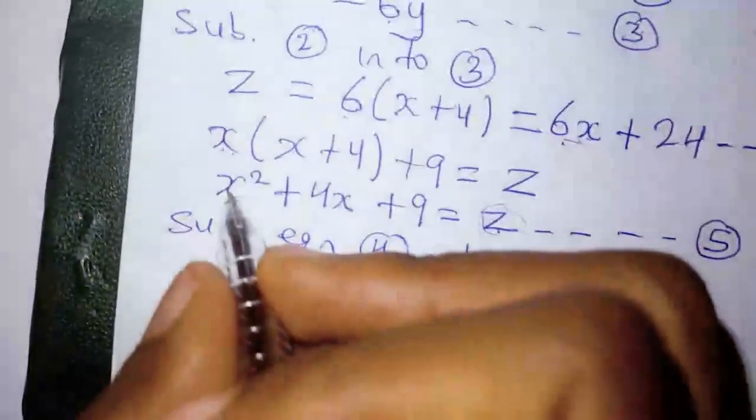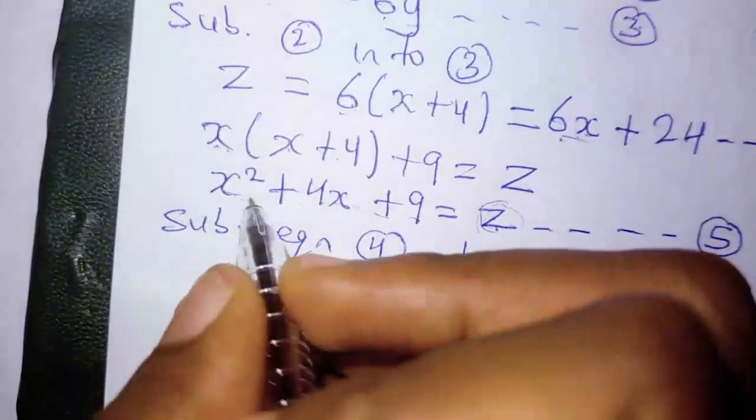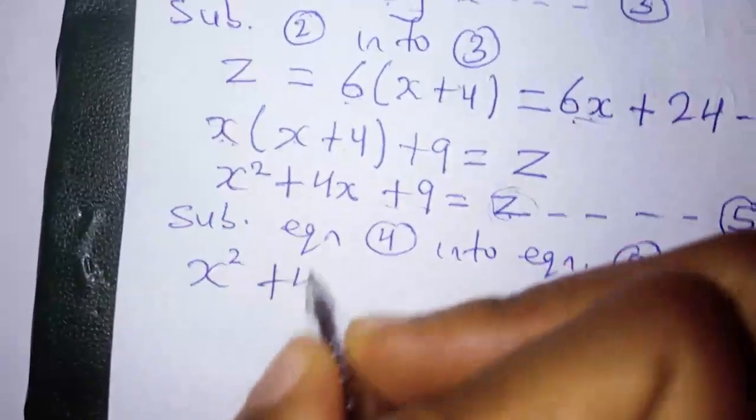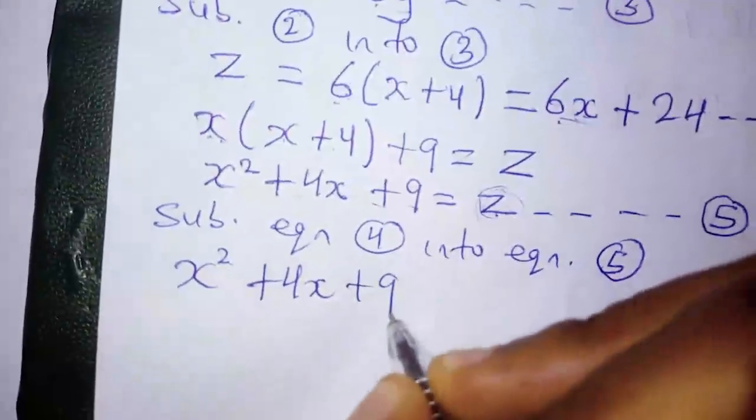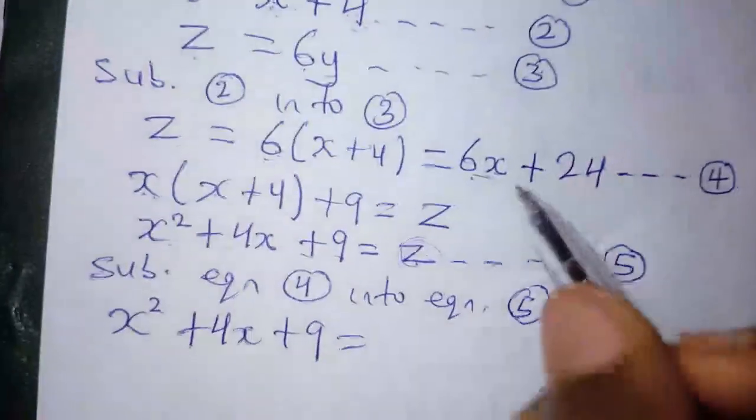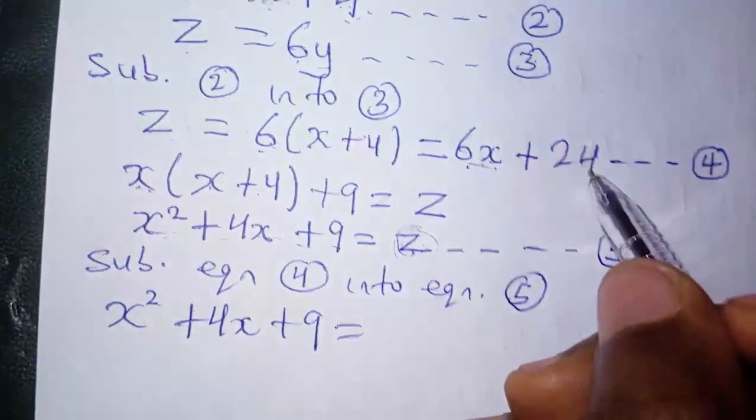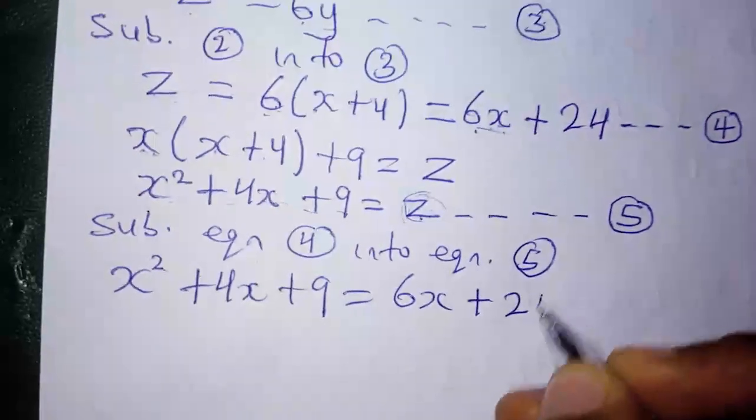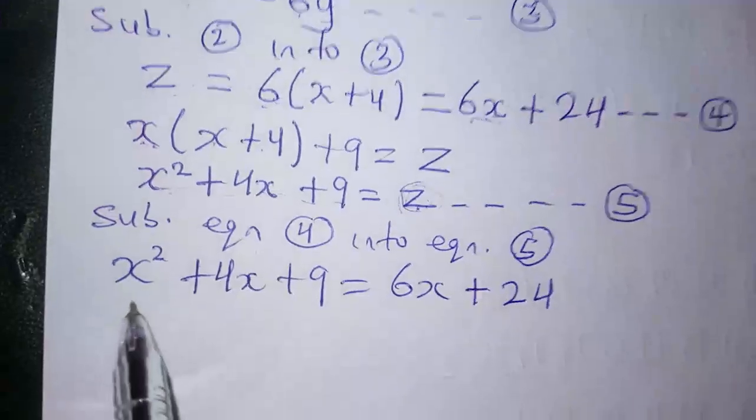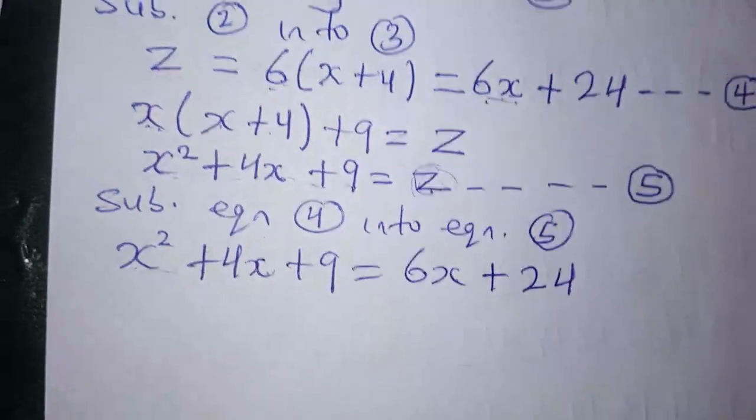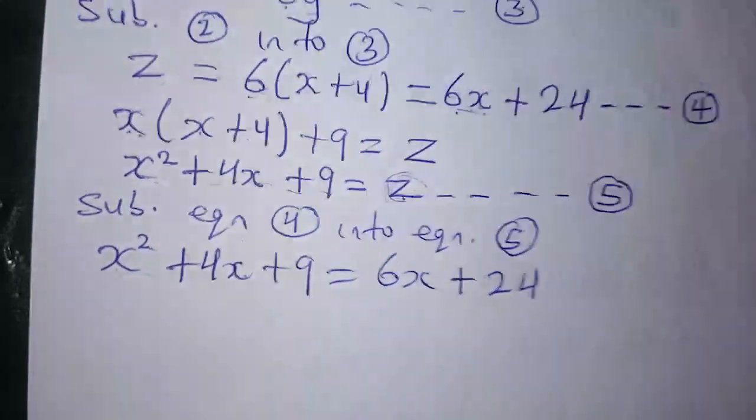And what does that give you? Everything here will remain the same since there's no z there. So I'm going to have x squared plus 4x plus 9 equals, instead of this z now, that is where the substitution comes in, we'll put 6x plus 24. Good news, I have just one unknown in this equation. So it's easy for us to solve this equation now.